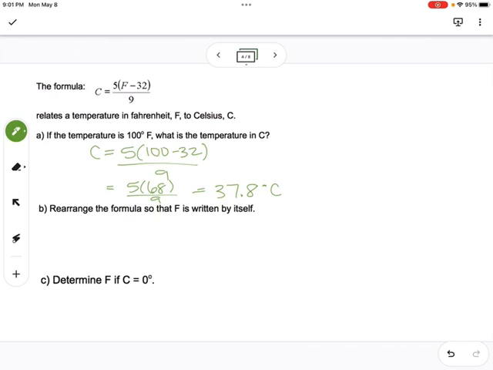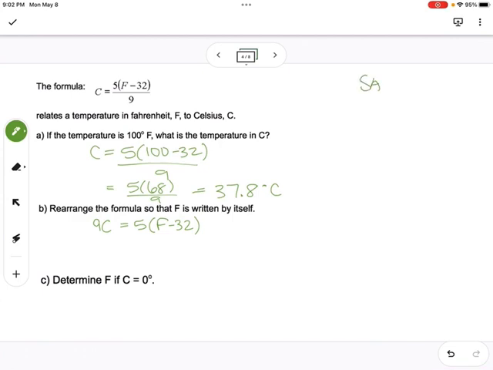Okay, part B, rearrange the formula so that F is written by itself. Okay, so with our formula, C equals 5 times (F minus 32), and that's divided by 9. The first thing there, we want to move that divide by 9 to the other side. It's going to be multiply. So we'll have 9C equals 5 times (F minus 32).